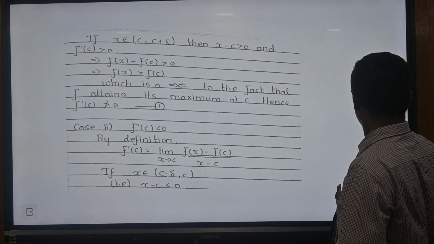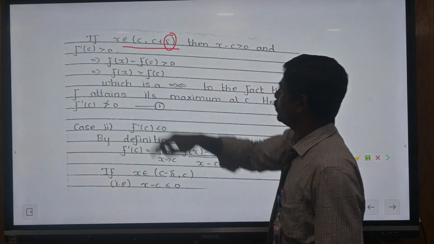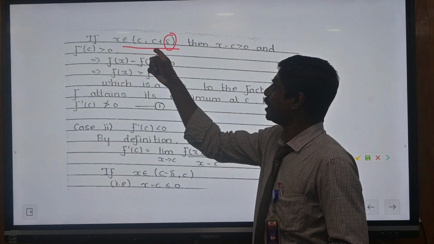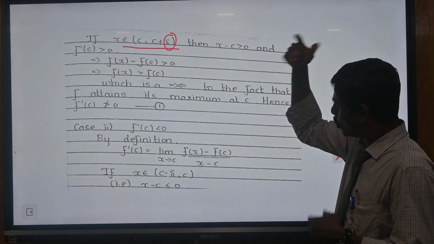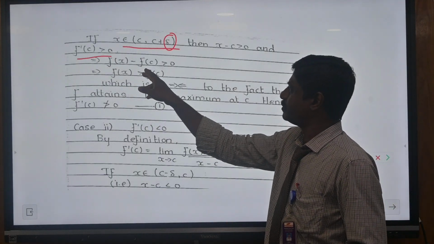Less than 0. So this is an interval, delta is a very small value. If we take x from (c, c plus delta), then x minus c is always greater than 0. f dash of c is greater than 0. So f of x minus f of c is greater than 0.